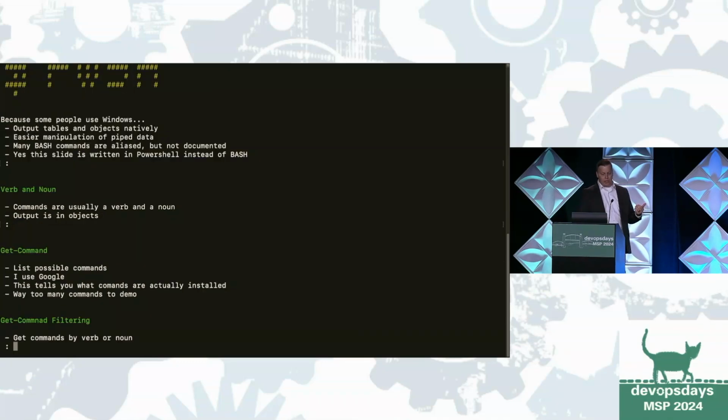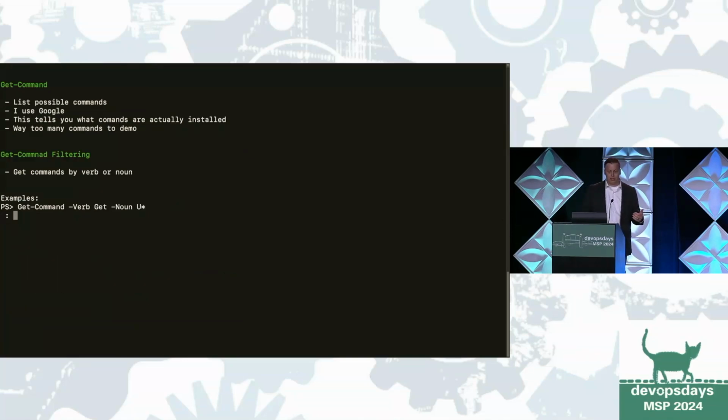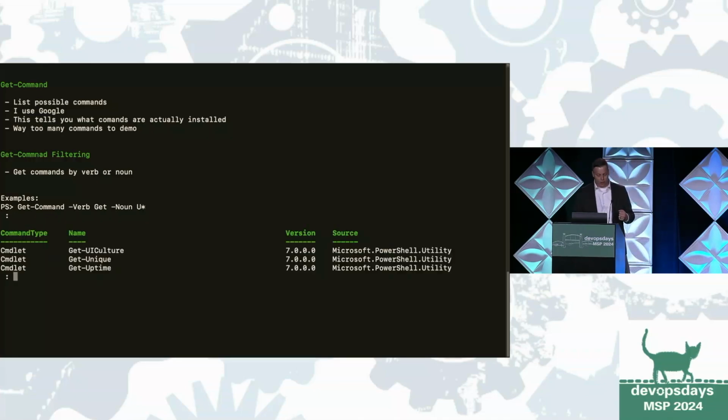So the first command I'm going to talk about is Get-Command. It lists all the commands that are on your machine. And I usually just use Google and then check if it's on my machine. And this tells you what commands are actually installed. There's too many to demo, so I'm not going to do that. I'm going to filter it a little bit first. But Get-Command actually has built-in filtering. So I can check for all of the commands that have the verb Get and the noun starts with a U. And there's only 3 of them.